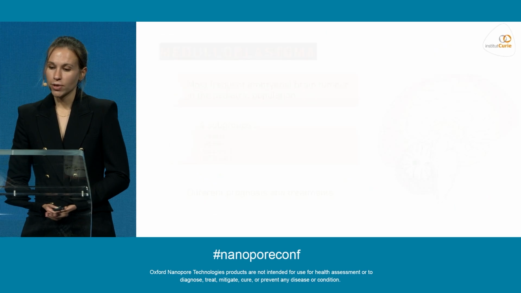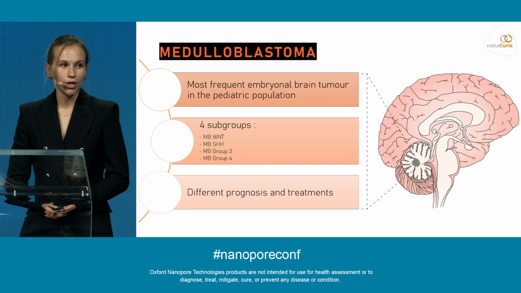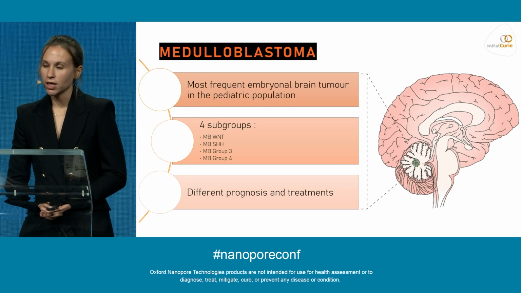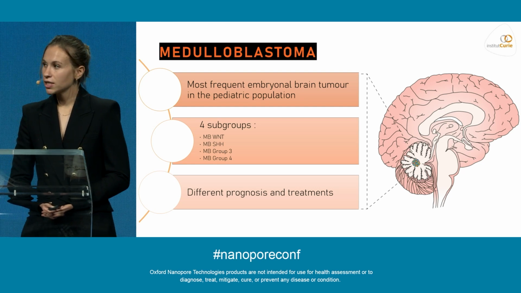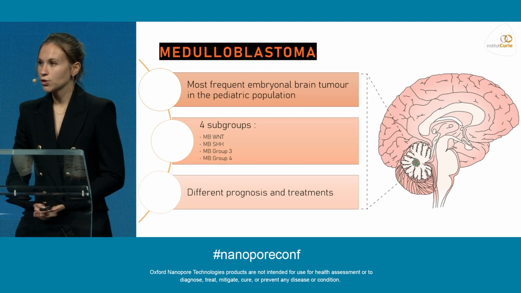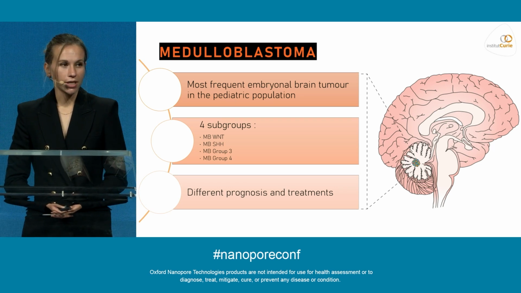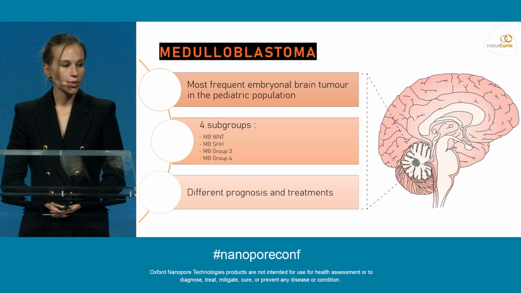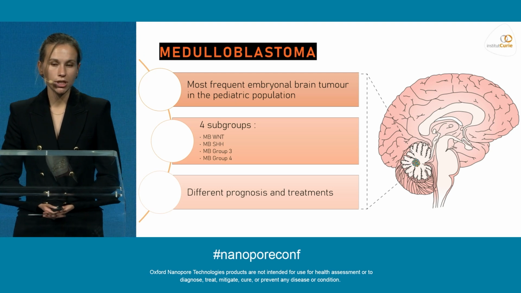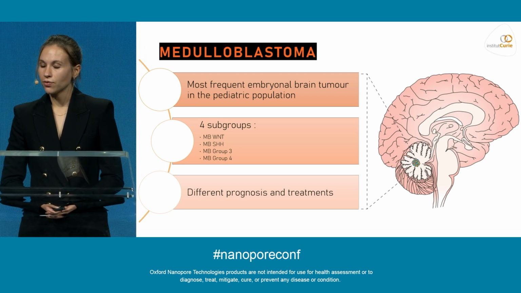So medulloblastomas are the most frequent embryonal brain tumor in the pediatric population, with a mean age of diagnosis of 6 years. They are divided into 4 groups, which are the medulloblastomas WNT, SHH, group 3, and group 4. And once again, depending on the group, it will involve completely different prognoses and treatments. So this highlights the need for an efficient grouping method.